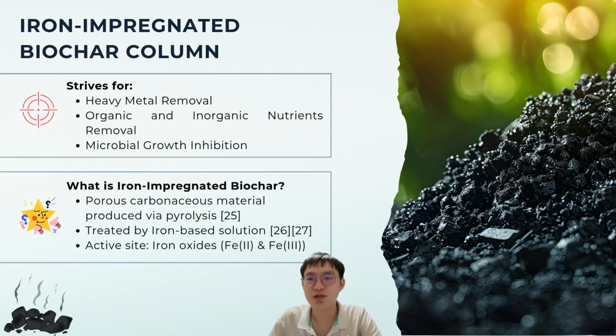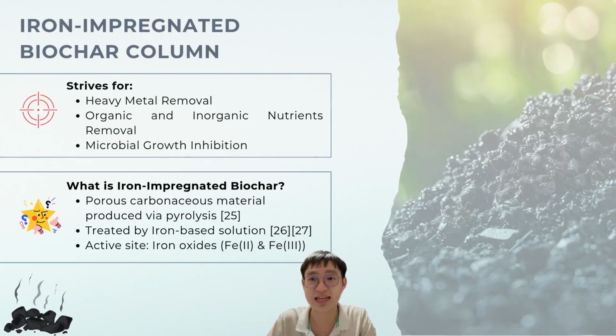For the next stage of our wastewater treatment process, we applied an iron-impregnated biochar column, which is an adsorption column filled with adsorbent, so-called iron-impregnated biochar, aiming to remove heavy metals, some organic and inorganic nutrients, as well as inhibit the growth of microorganisms. So what is iron-impregnated biochar? Before that, let's talk about biochar. Biochar is a porous carbonaceous material produced via pyrolysis, a thermochemical decomposition process of biomass with absence or little amount of oxygen. Iron-impregnated biochar is basically just biochar treated with iron-based solutions like iron(III) chloride solution or iron(III) nitrate solution, causing an addition of active sites, normally iron(II) oxides or iron(III) oxides, onto its native surface.